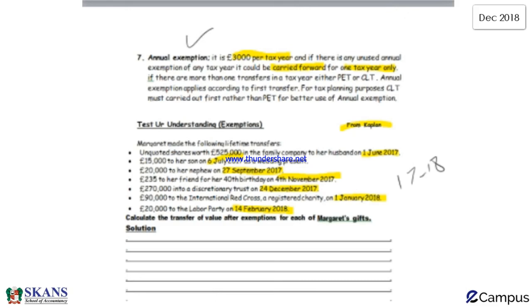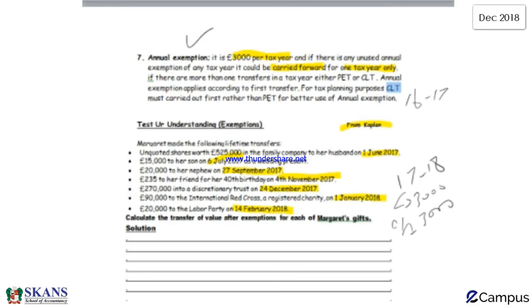Now, as we have not been provided with any information on whether she made any lifetime transfer during 16-17, for that reason I would say that we will be provided with two annual exemptions in tax year 17-18. One is obviously of 17-18, 3,000, and the other would be the carried forward one from tax year 16-17.